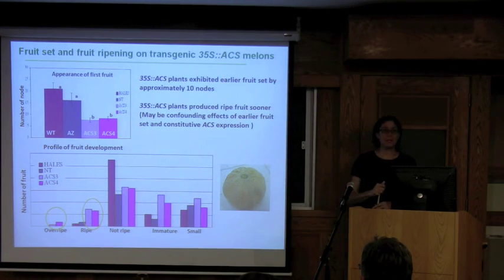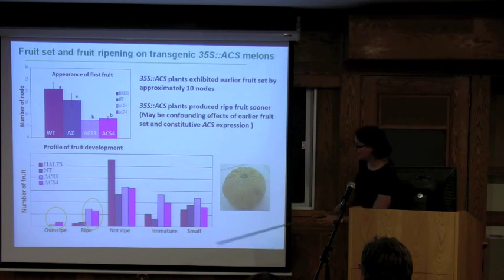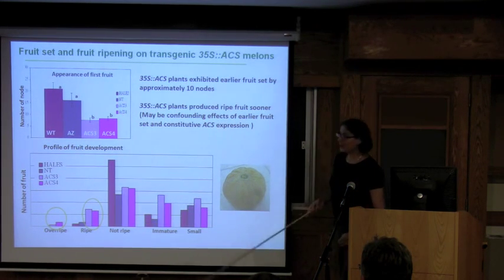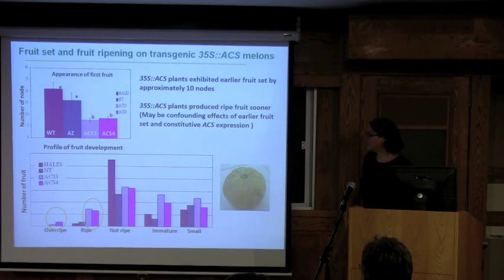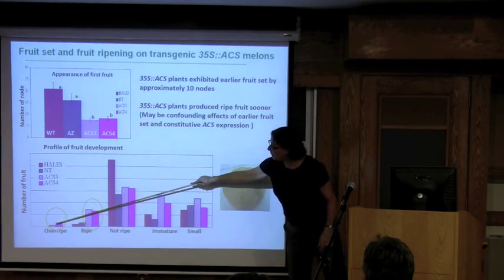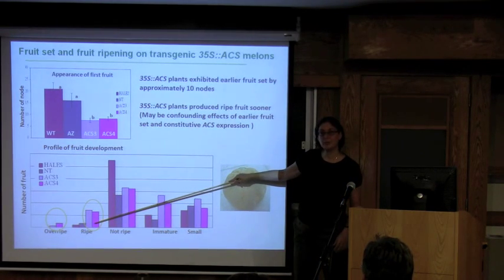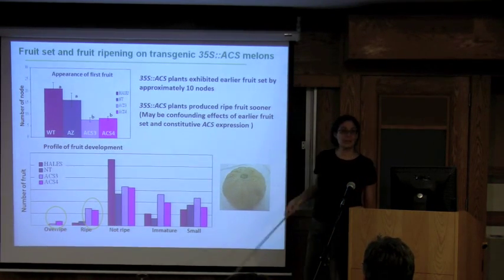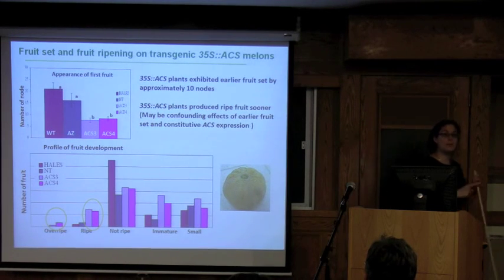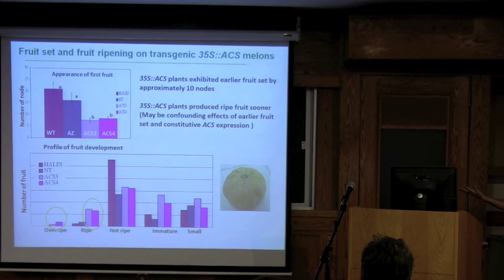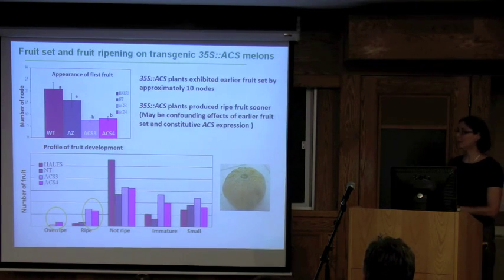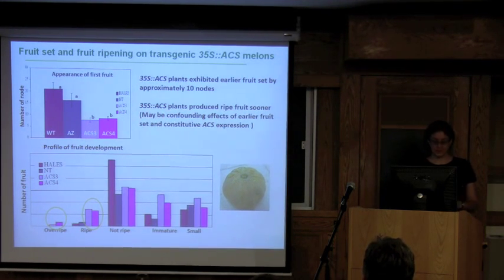If we looked at ripening, if we took a harvest date such as this example, we saw that there was earlier ripening occurring in these fruits, such that at this time point, the only lines that had either overripe or ripe fruits were the two transgenic lines. Now, this might be due to earlier fruit set, but of course it also could be due to constitutive expression of ethylene, which can influence ripening as well, and we cannot separate those effects in this experiment.